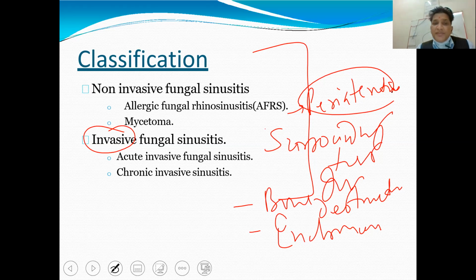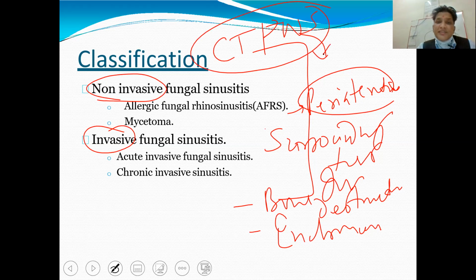So primarily we can say that we have got two types of fungal sinusitis. Number one is non-invasive, in the sense that there is no evidence on a CT scan or an MRI. As far as radiology is concerned, the CT scan is by far the most common modality which is used for the paranasal sinuses and its disorders, and the surrounding structures.